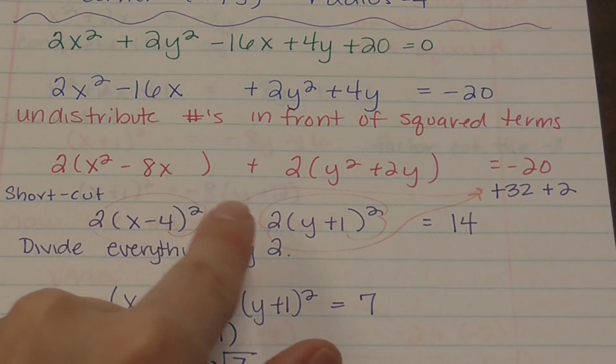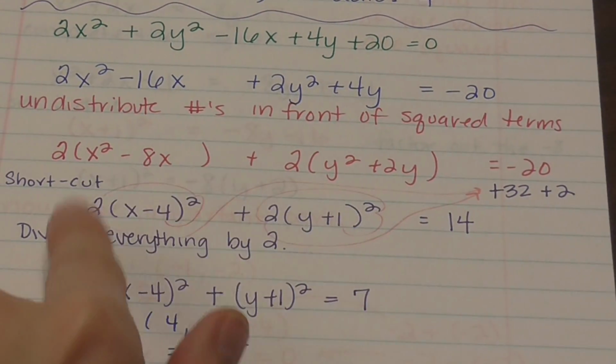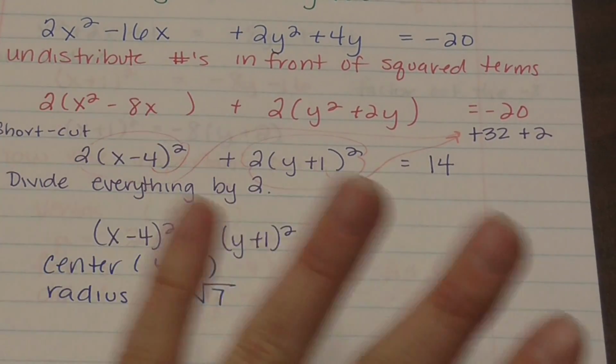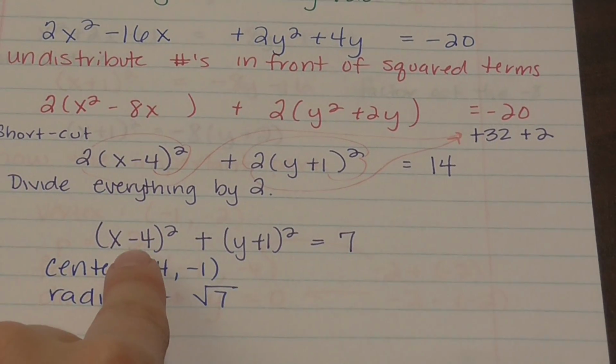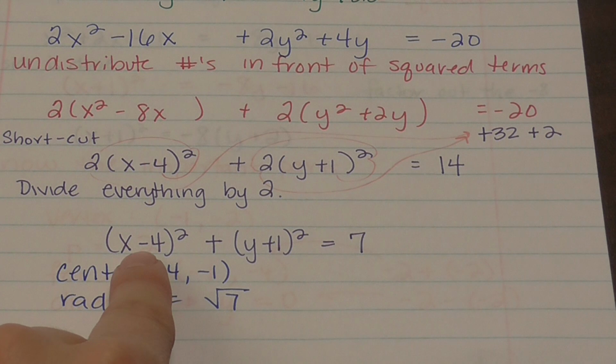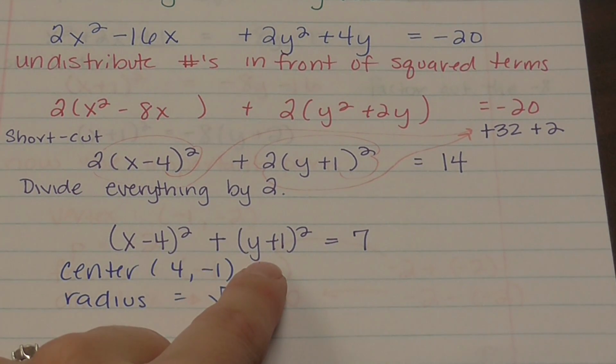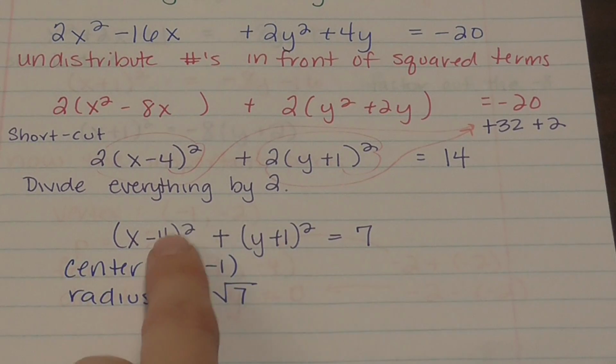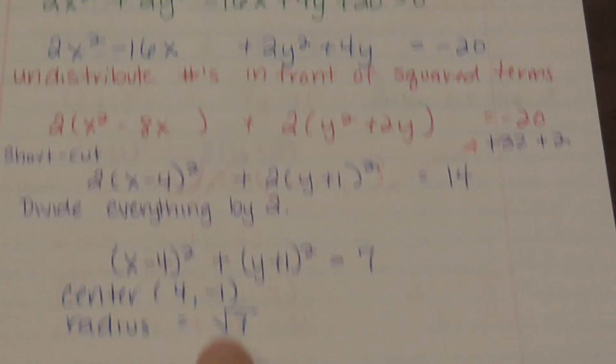I see that there's a 2 times everything. This is even, and both of those are divisible by 2. So I'm dividing everything by 2. And the circle equation is x minus 4 squared plus y plus 1 squared equals 7. So my center is at 4, negative 1, and my radius is the square root of 7.